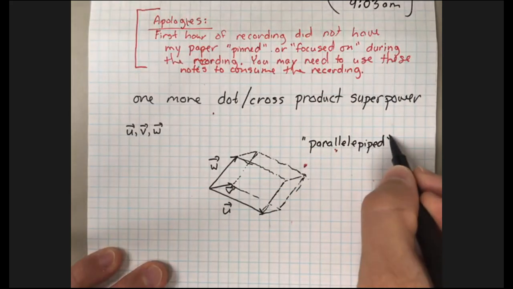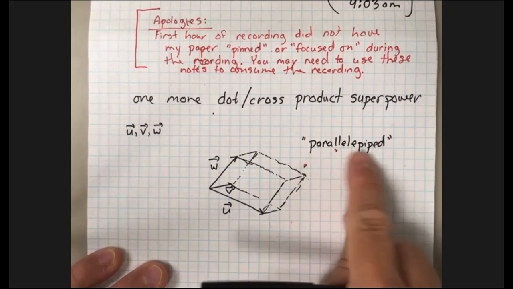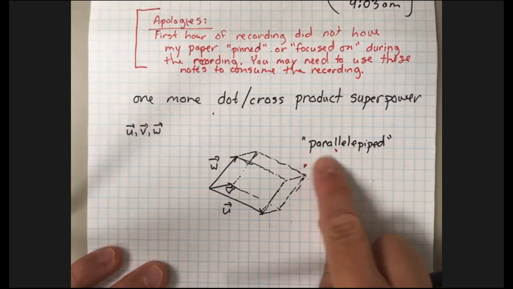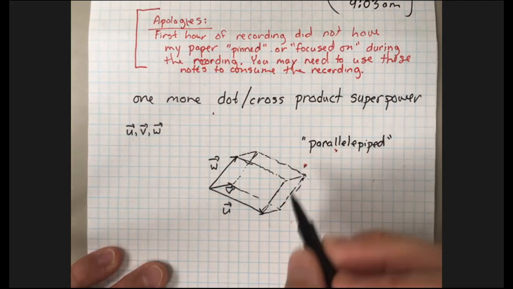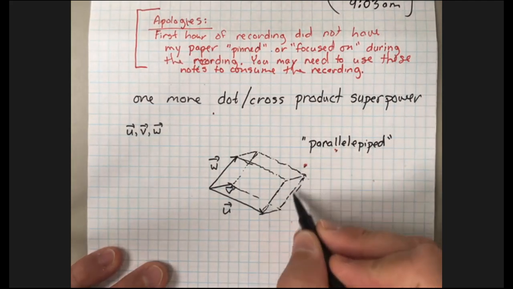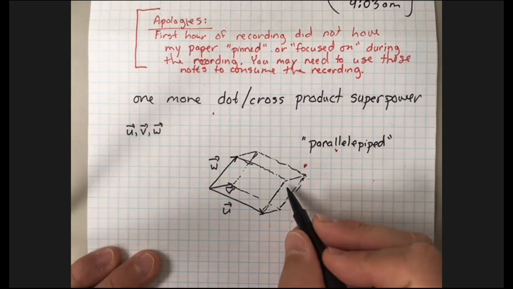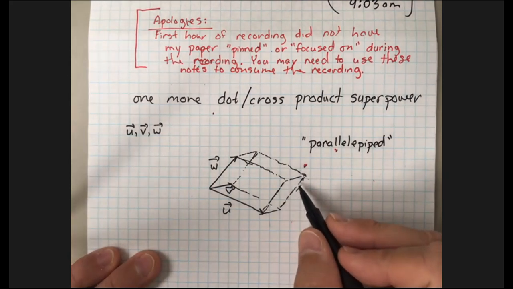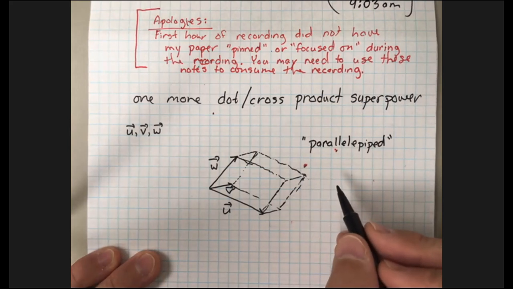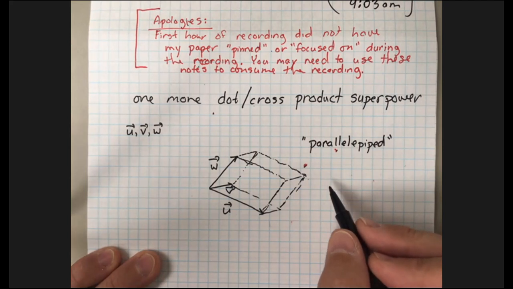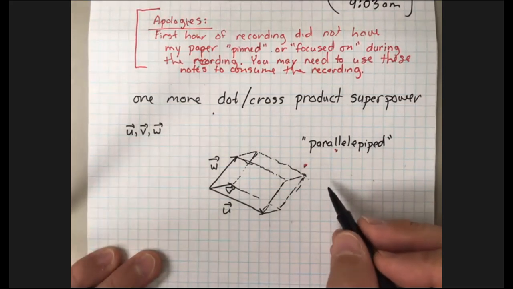So first let me write the name, parallelepiped, and you can practice pronouncing it, parallelepiped. And this is some kind of fundamental volume in space. Is it a crystal? Is it a box? Is it a sheared box? You can use all kinds of descriptive language to help you visualize this. But your first question is, how much space does it bite out?